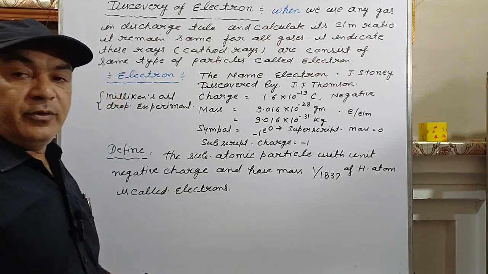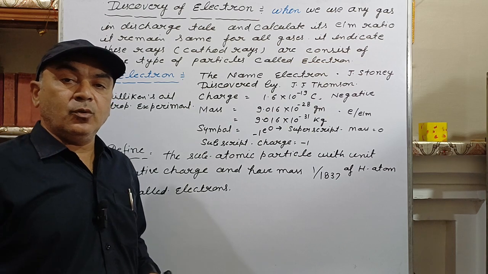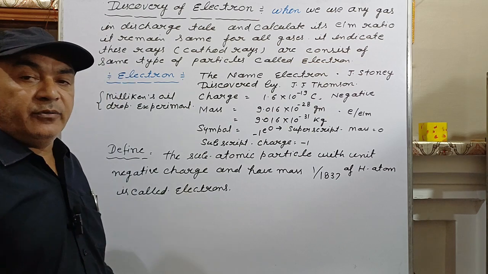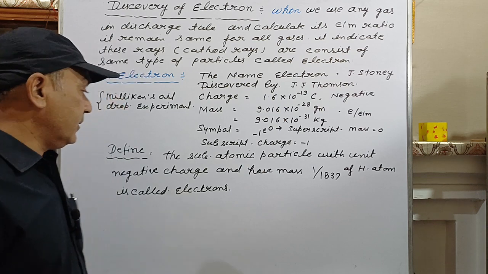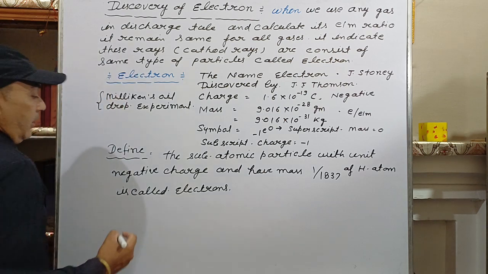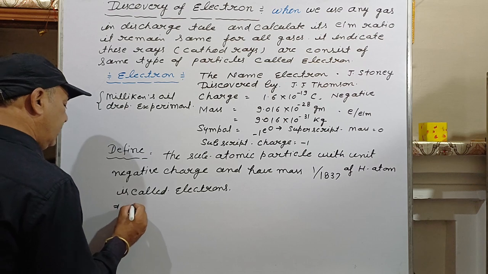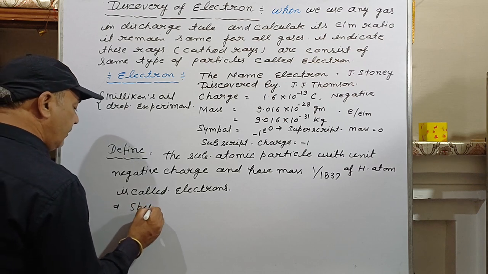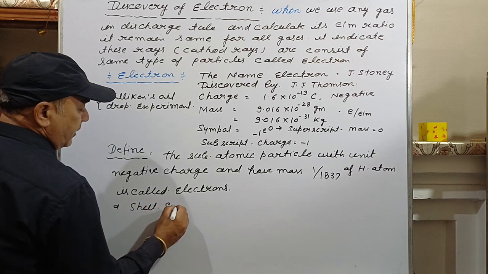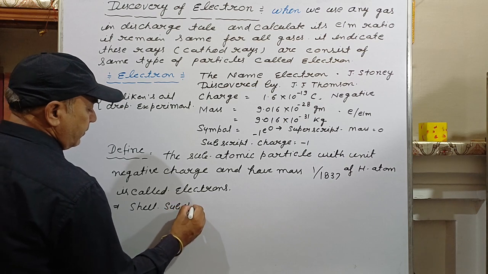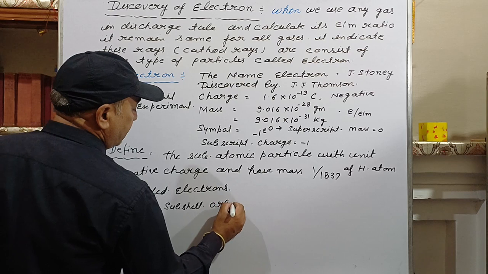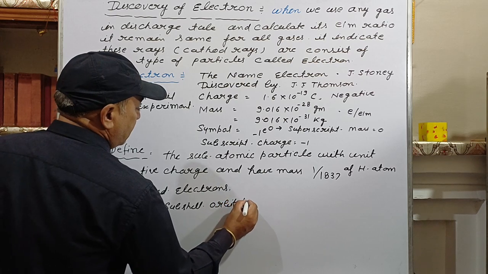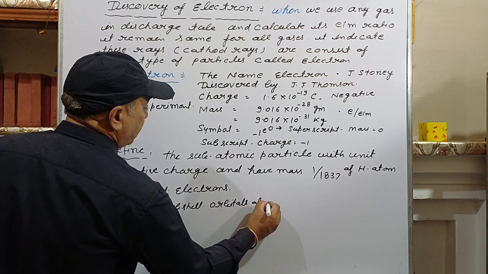And now what is the location of electrons in an atom? Electrons are present in different shells, subshells and orbitals of the atom.